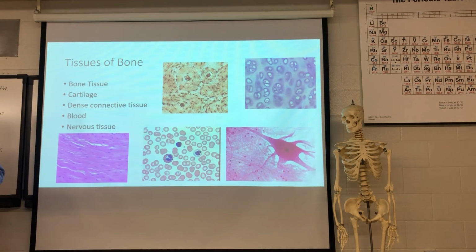So, we're going to start with the tissues of bones, which seems appropriate since you should have just finished your tissue test. So, there is, of course, bone tissue we have here. There is then cartilage. There is dense connective tissue. There is blood, and there is nervous tissue. Your bones are quite a bit more than just mineral deposits. They are living tissues.